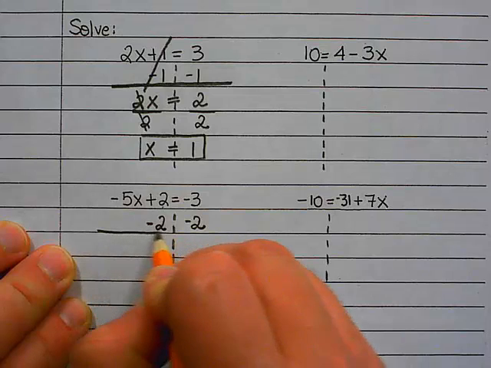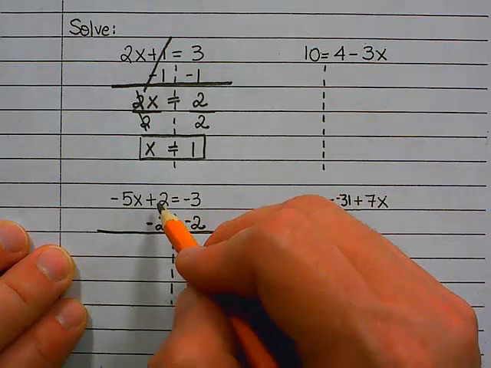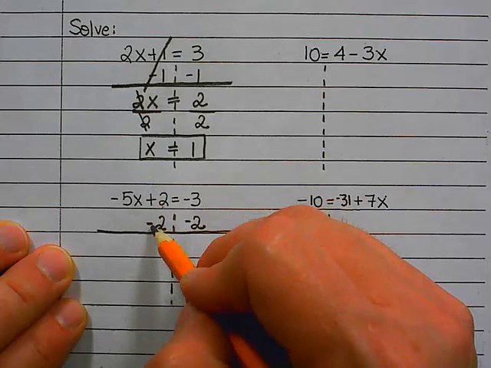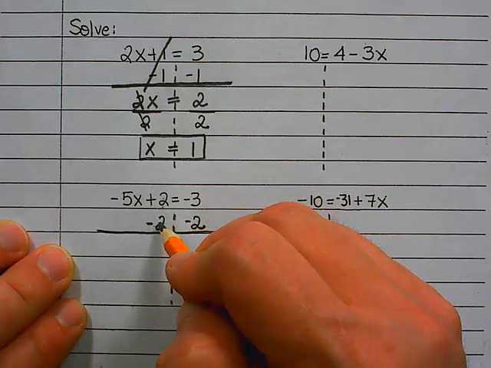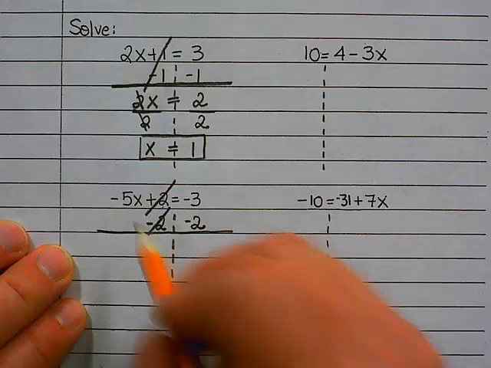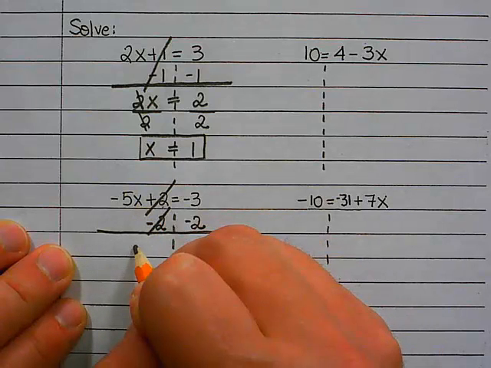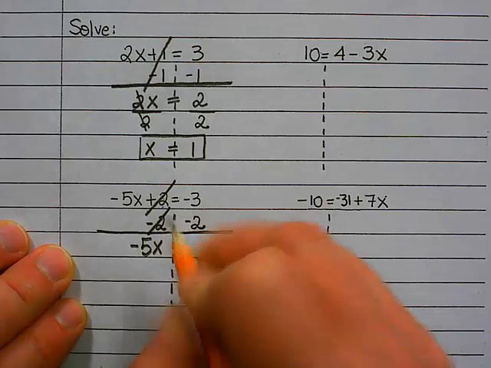I always like to draw a line right there because that reminds me that I'm adding and subtracting depending on the signs. Because notice right here, the signs are different, so I subtract. So in other words, 2 minus 2 is 0. They cancel. Okay? So what am I left with on this side? I'm left with negative 5x. So I bring it down. Negative 5x.